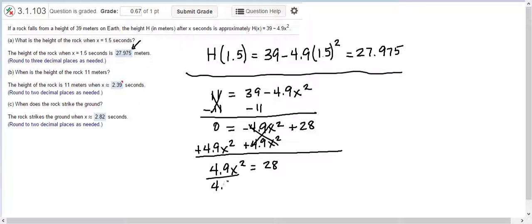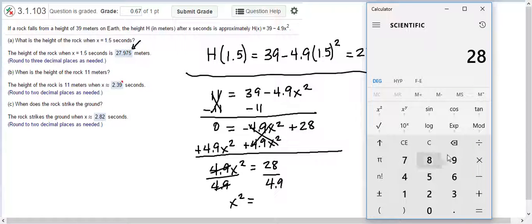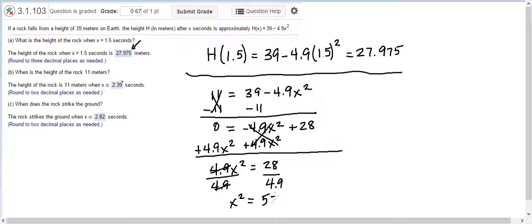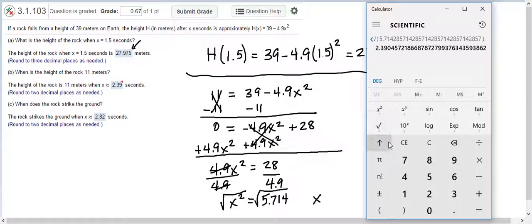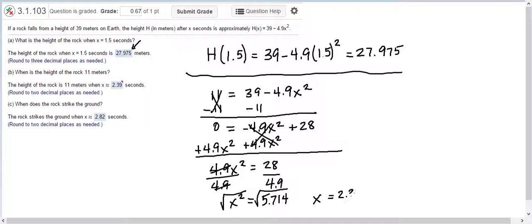So we divide both sides by 4.9 here. We get that x squared equals 28 divided by 4.9, which is 5.714, let's call it that. Now we need to solve for x, so we take the square root of both sides. Let's go back over here and get our calculator, and I'm going to take the square root of that number, and that's 2.39. So it takes 2.39 seconds, and that's where we get that number.